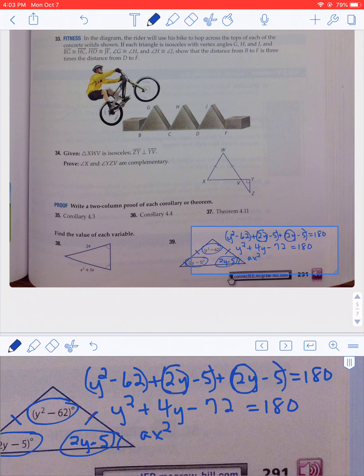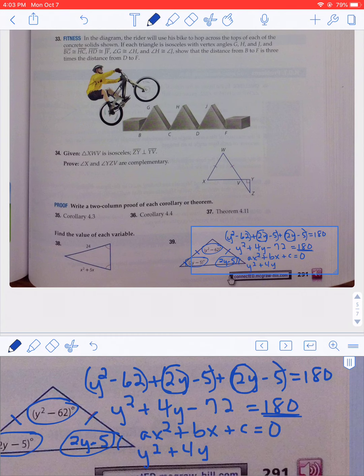But the first thing we're going to do is make this look like quadratic form, and this is what the quadratic form of an equation looks like. It doesn't quite look like that because we don't have a 0 right there. So what we need to do is subtract 180 from both sides, and that will give us the 0 we need.